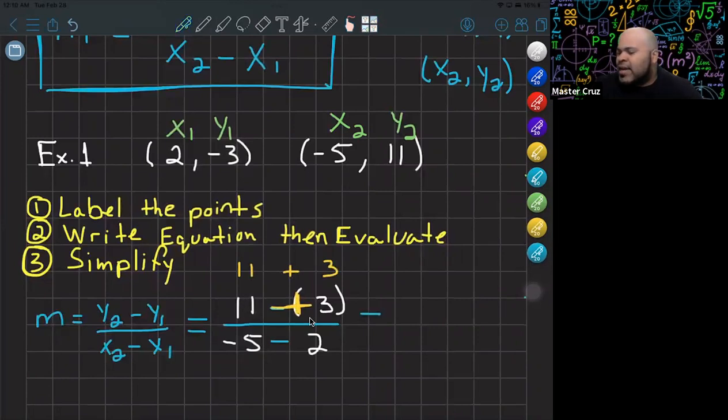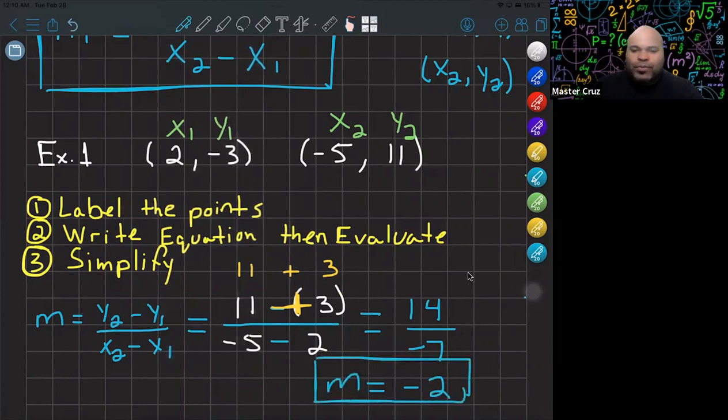So my next step, when I do 11 plus 3, that's going to give me 14 in the numerator. And in the denominator, negative 5 minus 2, same sign, add. So negative 7. And then you keep the sign of the higher number, but they're both negative. So the answer is negative. So 14 divided by negative 7, this will turn into negative 2. So that means that m equals negative 2, which is the slope. If you're not sure why the 2 is negative, remember the 2 is not positive because we're not keeping the sign of the higher number.